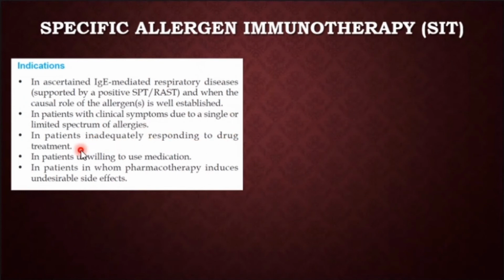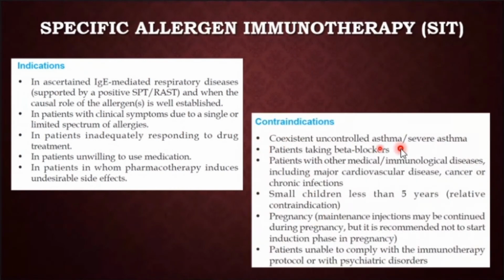So with conventional therapy, despite being on steroids and all, the patient is still not responding. And or if the patient is unwilling to take other medications such as biologics and all your biological agents, the patient is not very willing, then you can try the allergen immunotherapy. Okay, contraindications, basically if there's uncontrolled or severe asthma, if the patient is taking beta blockers, if the patient is having other medical or immunological disorders, children less than 5 years is a contraindication, pregnancy is again another contraindication, and patients unable to comply with immunotherapy, because the immunotherapy protocol, once we start, is a long-term therapy.